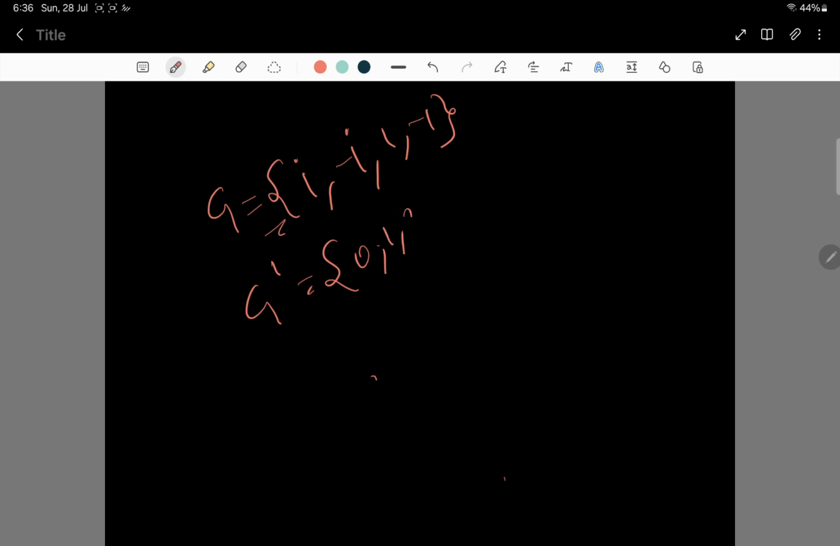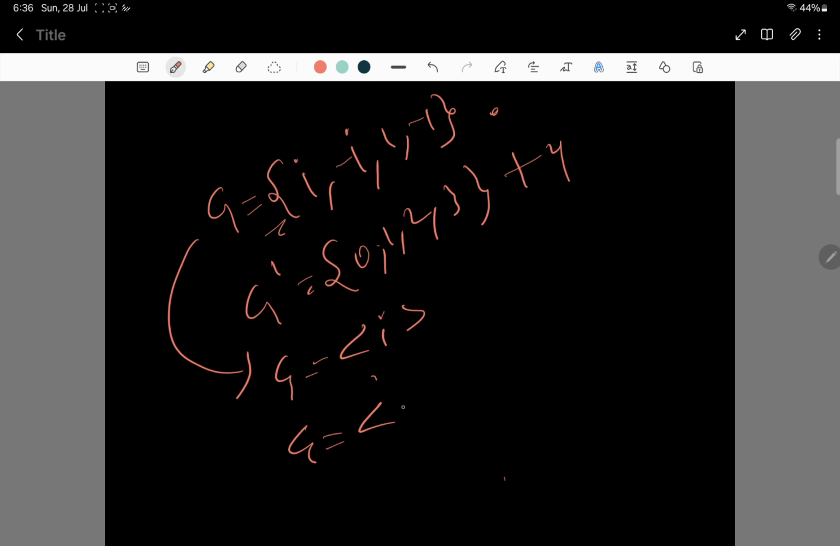So the first question: G is {i, -i, 1, -1}, and G dash is {0, 1, 2, 3}. The operation here is multiplication and the operation here is addition modulo 4. Let us see for the first group G, what is the generator here? It is i. And for G dash, the generator is 1.